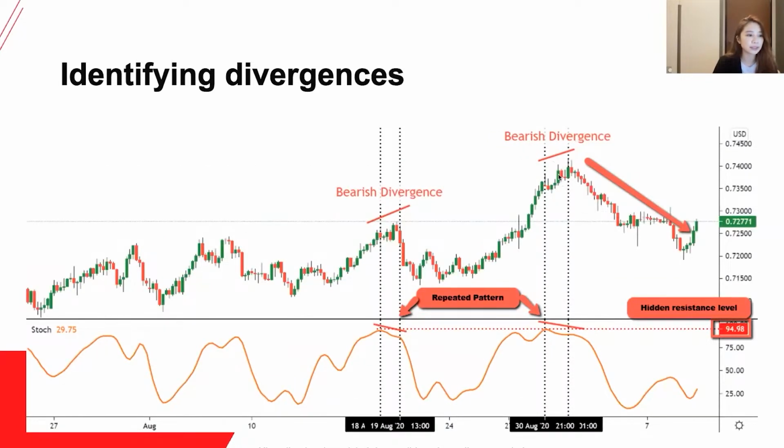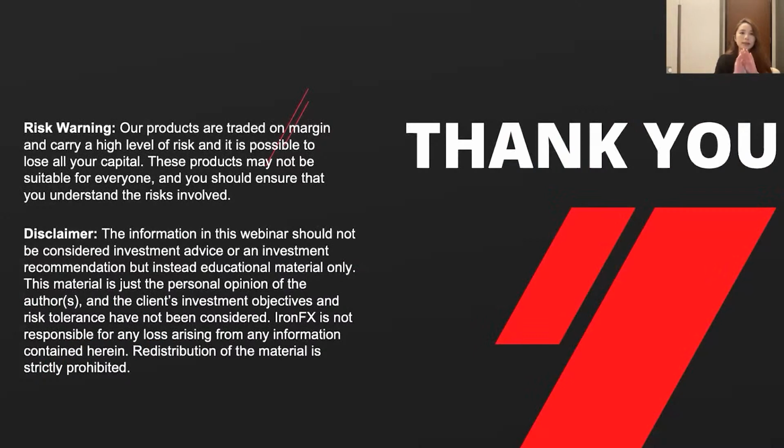In this case, you can see that indeed the bearish divergence carried over and price did slow down and dropped from the stochastics hidden resistance level, coinciding with our bearish divergence. All right, so that's pretty much it for stochastics indicators.